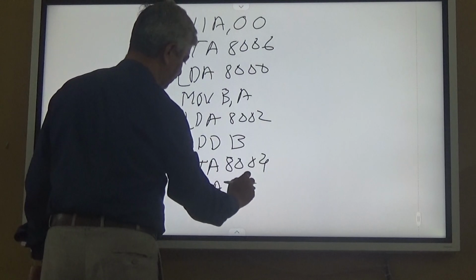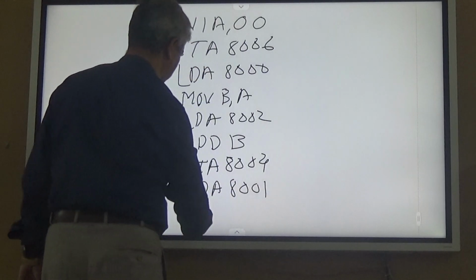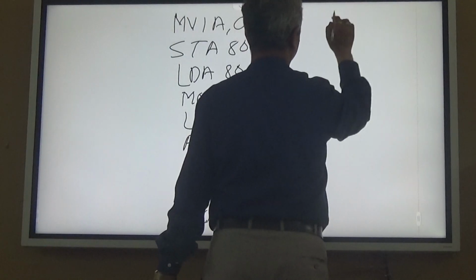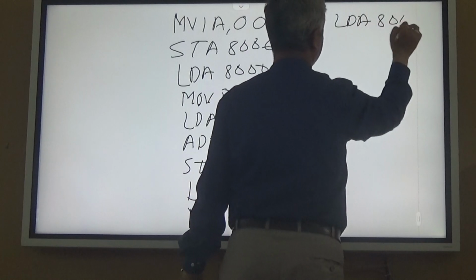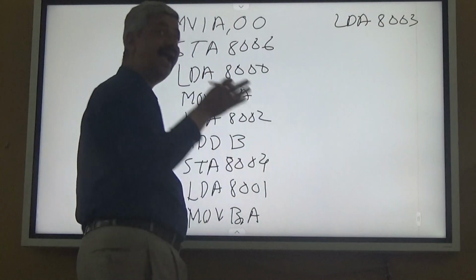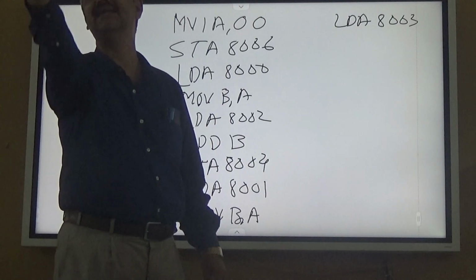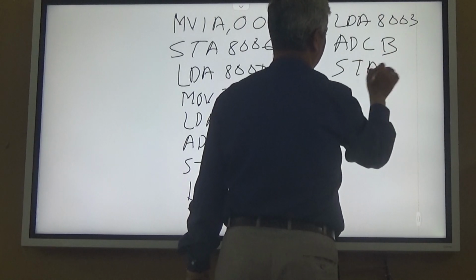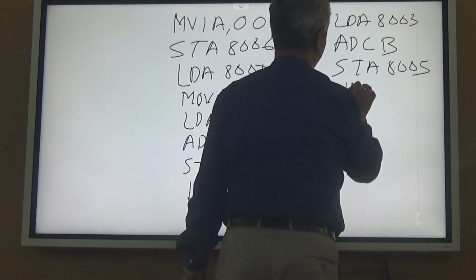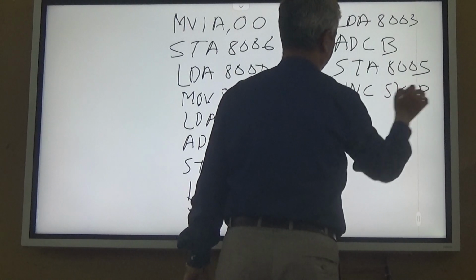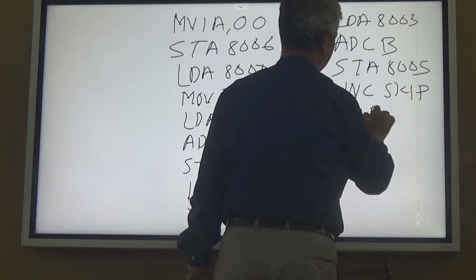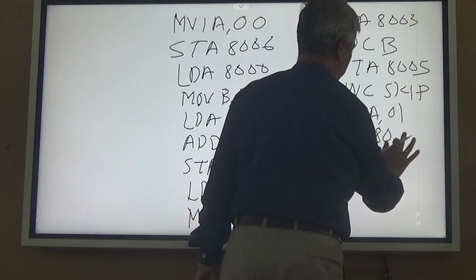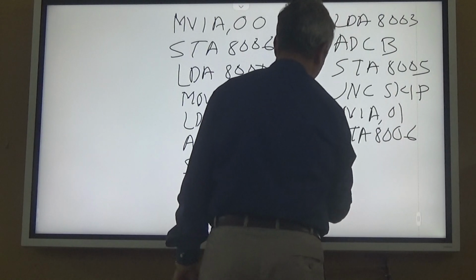LDA 8001, move A to B, LDA 8003, and now what will I do? Add B. What will I do? ADC B, add with carry B, STA 8005. Jump on no carry to skip, otherwise MVI A, 01, STA 8006, and the skip.